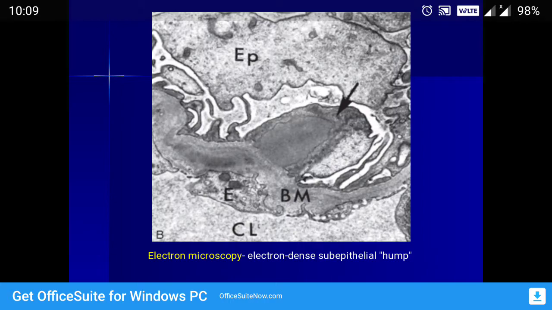So in each of these glomerulonephritis, there are some changes at the cellular level. This is an electron microscopic photograph. An electron microscope can show you different organelles of a cell. That means within the cell, what are the changes that you can see using an electron microscope? Here you can see there is a basement membrane, and there is some amount of deposition in the basement membrane.